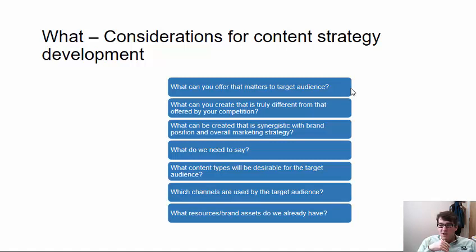What can you create that is truly different from that offered by your competition? Then you might need to think creatively about it, but this is where you can get into content strategy that would help, and then you have to figure out what type or format would help you to do that the best, and then what type of tactic or what zone and vehicle will help you to be the most successful in doing it.